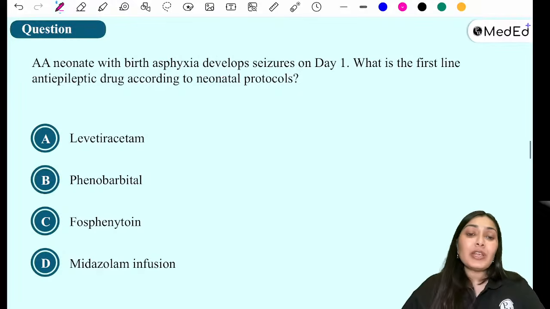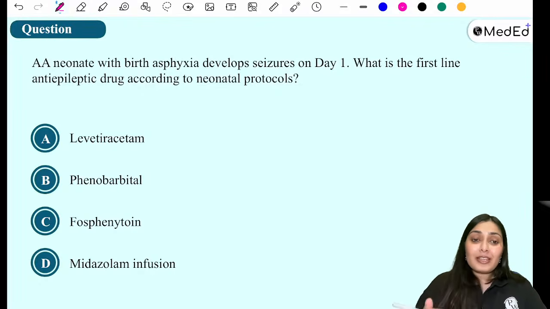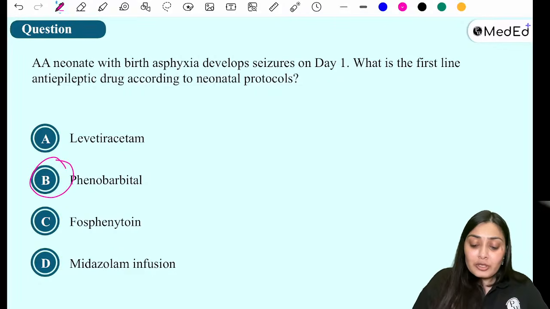We have a neonate with birth asphyxia. This child develops seizures on day 1. What is the first line anti-epileptic drug according to the neonatal protocols? Levetiracetam, phenobarbital, fosphenytoin, or midazolam infusion? So the correct answer here is phenobarbital. The drug of choice for neonatal seizures is phenobarbital.